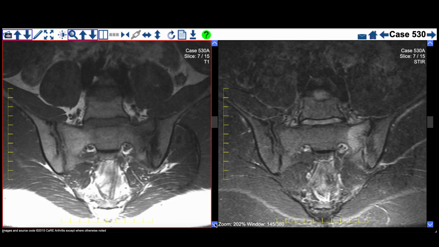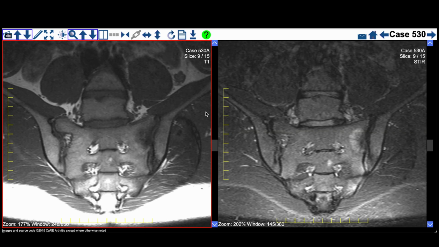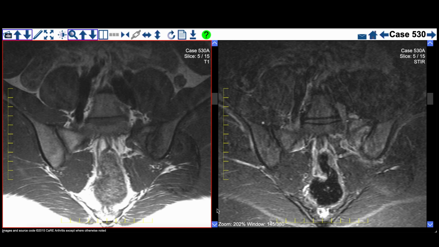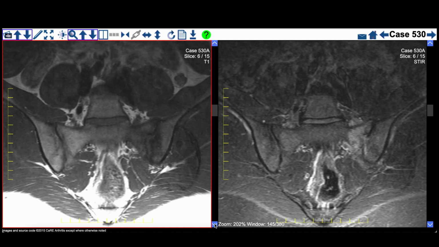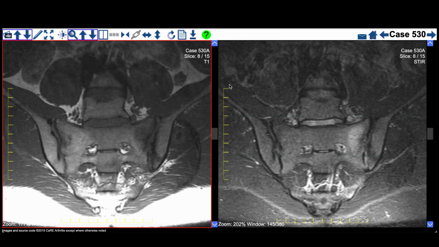Now as we go slice by slice, and let's look at the STIR scan first, we see that there's a very clear bright signal in the left sacrum. So this patient has bone marrow edema. It's evident in several slices, in at least 4-5 slices. So this is unquestionably typical of axial spondyloarthritis.